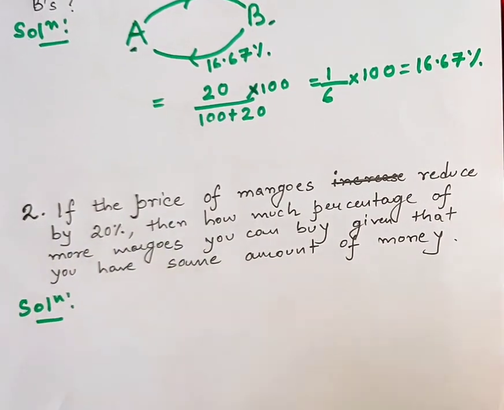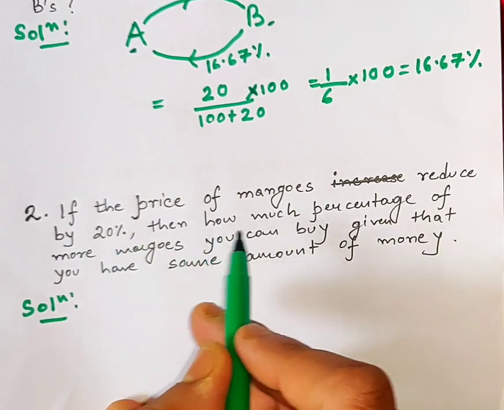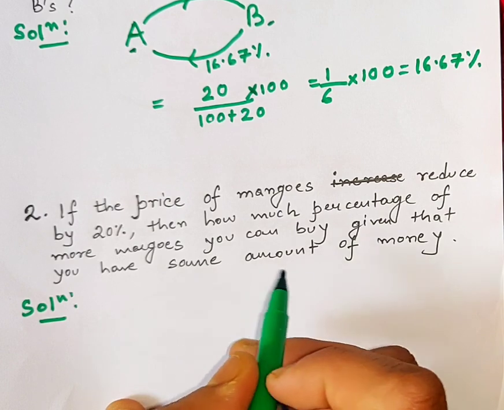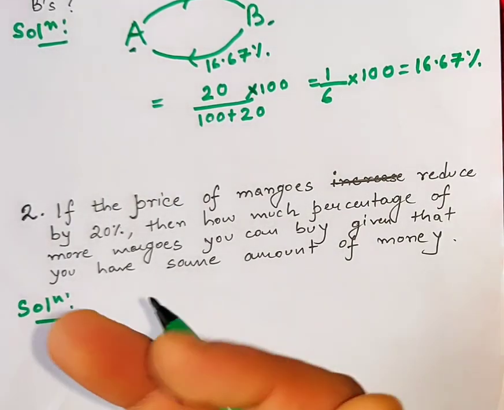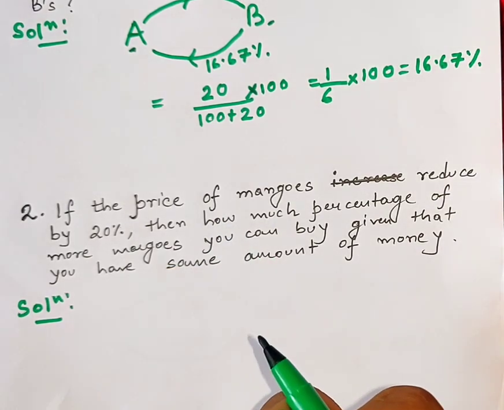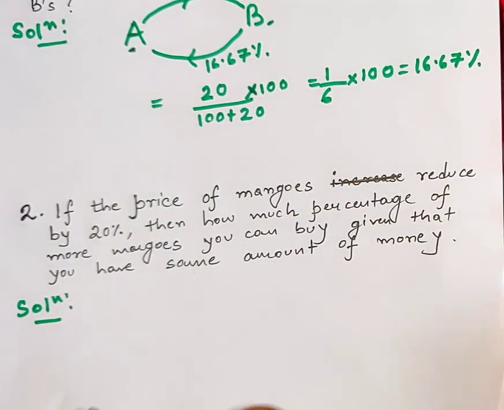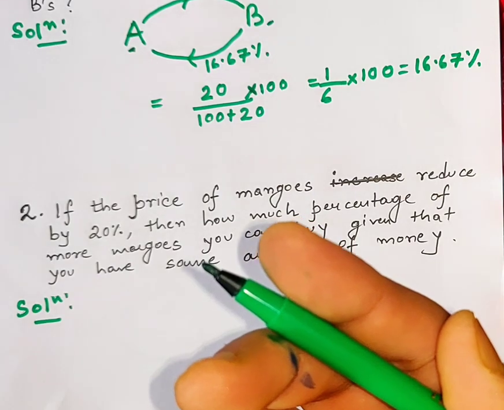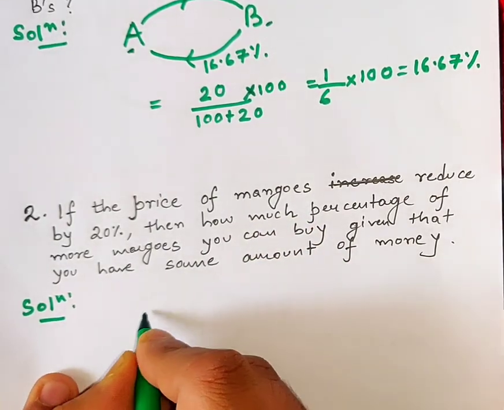Similarly, if the price of mangoes reduced by 20%, then how much percentage more mangoes can you buy, given that you have the same amount of money? So the price of mangoes reduced by 20%. If something reduces by 20%, how much percentage more should you increase by to get back the same value? So the question is the same as this.